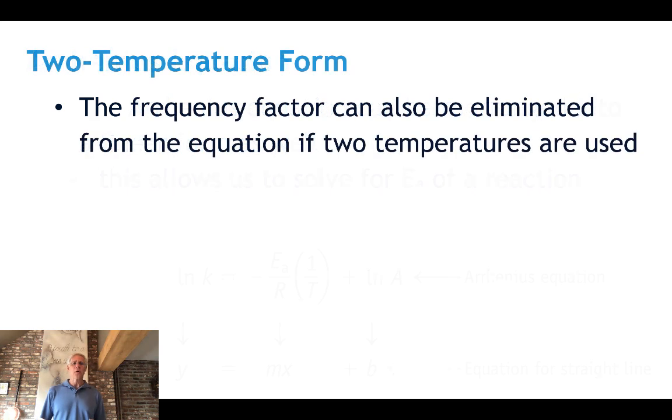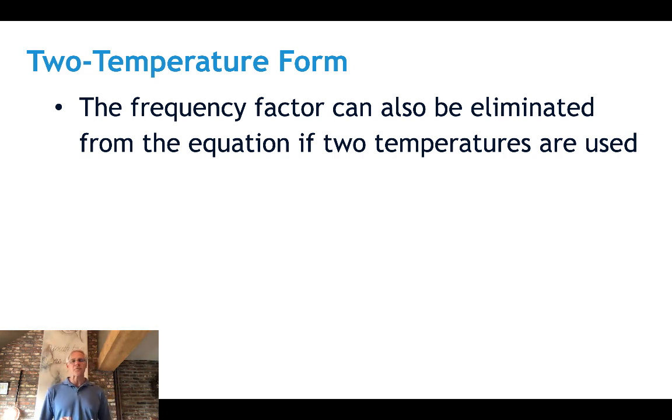Something else we can do with that particular equation is manipulate it a little bit with two temperatures, and we get something that we use a lot more often in this class, and that's something called the two-temperature form of the Arrhenius equation.